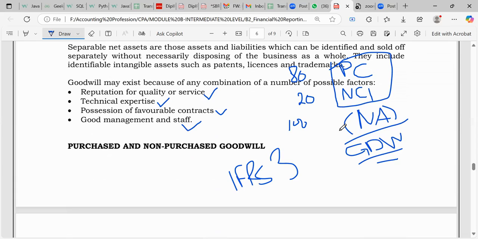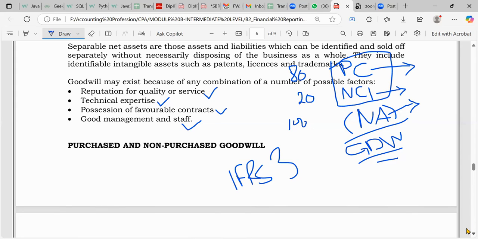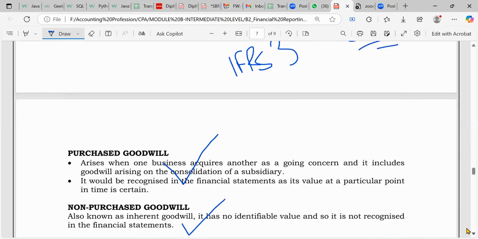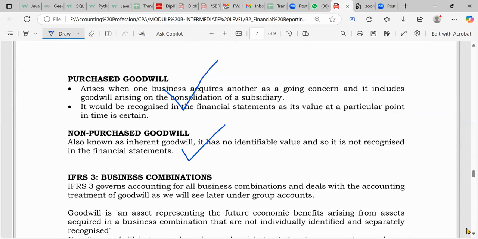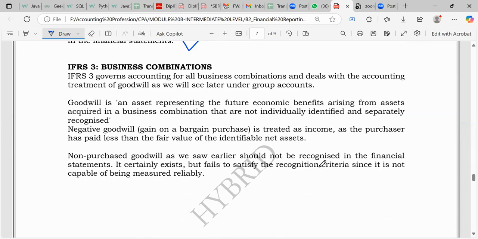In IFRS 3, to get the value of goodwill, this purchase consideration is taken at fair value. This net asset, which is the equity of the subsidiary you are going to purchase, is also taken at fair value. For non-controlling interest, there are two ways: taking the fair value, or another method called the proportionate method, but you don't need to know it now. Simply speaking, computation of goodwill emphasizes the use of fair values, so as to get something more reliable and fair to both parties, the selling party and the acquiring party. That's all about business combination.